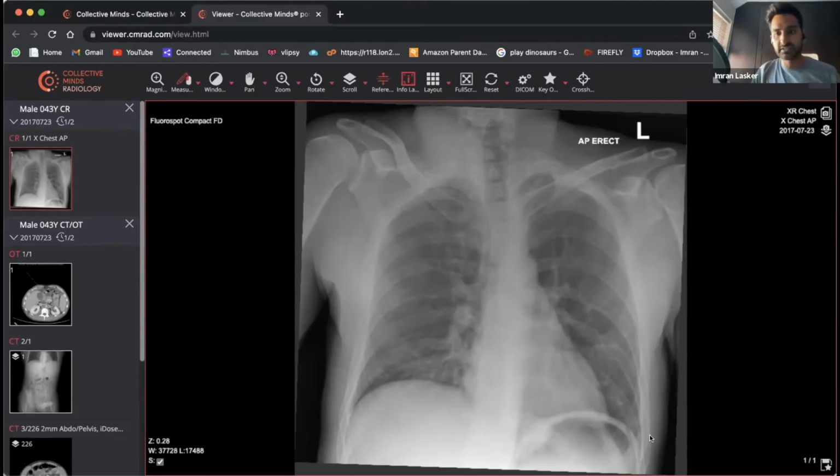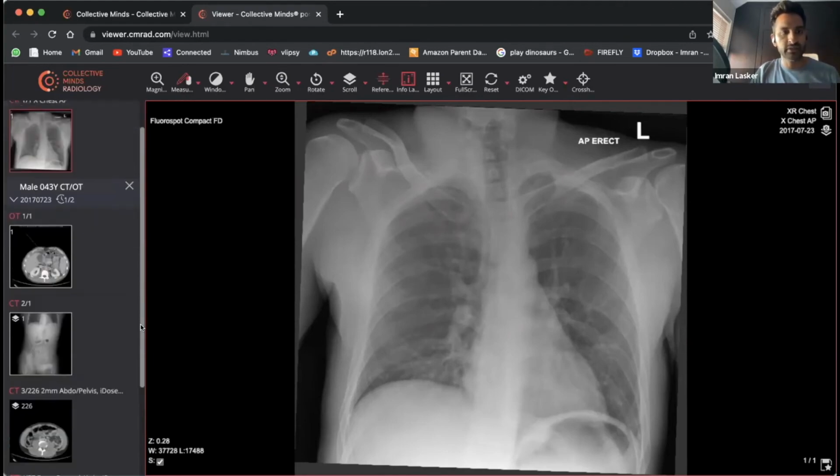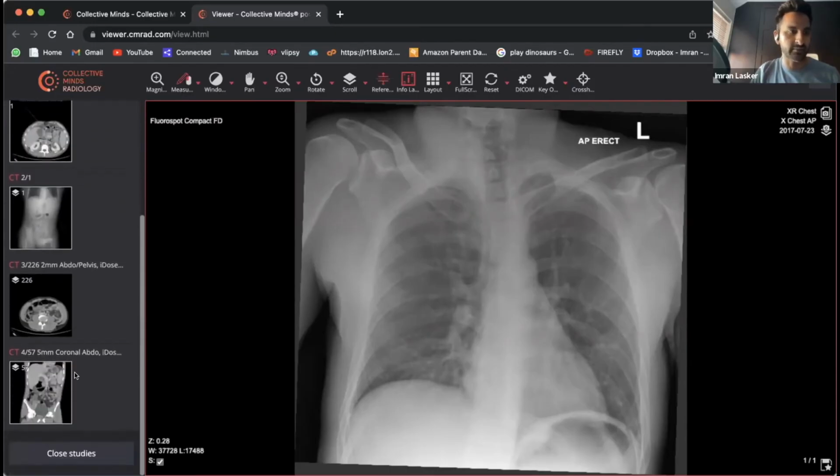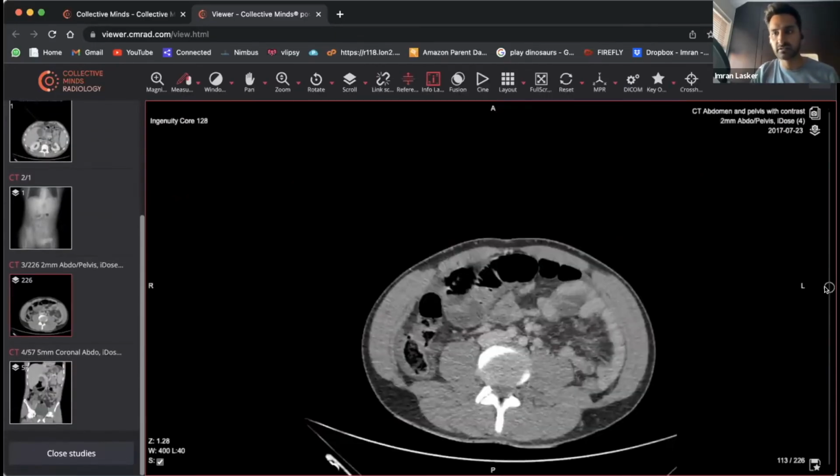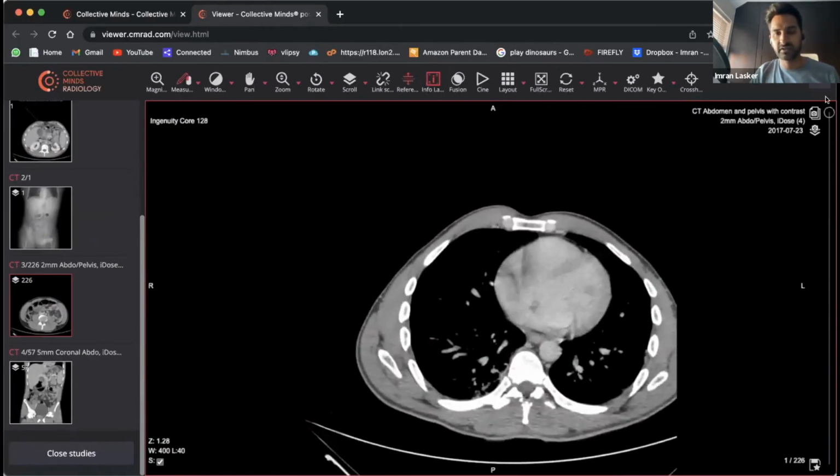But on this one, we don't really see anything grossly abnormal. Everything looks okay. I'm not particularly worried about this. But the patient comes in with abdominal pain, and they've come in and got a CT scan. So let's go from the very, very top.